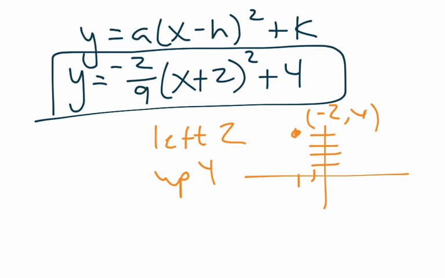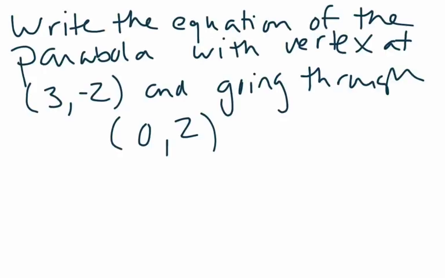All right, so I'm going to give you guys one to practice on, and then that is going to wrap up this unit, and we'll start talking about review day and test. So I want you to do the following. Write the equation of the parabola with vertex at 3, -2, and going through 0, 2.